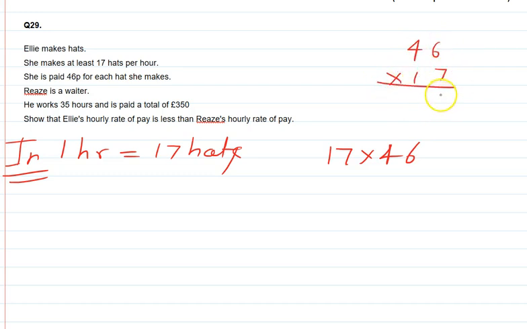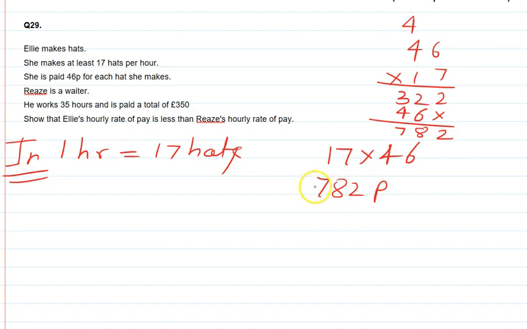7 times 6 is 42. Carry 4. 7 times 4 is 28, and 4 is 32. Now 1 times 6 is 6 and 1 times 4 is 4. So it will be 2. 6 into 8, 782 pence. So it will be 782 pence.